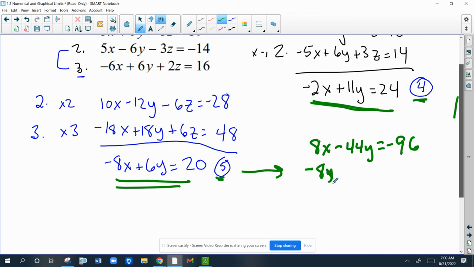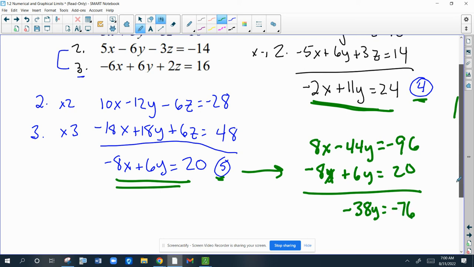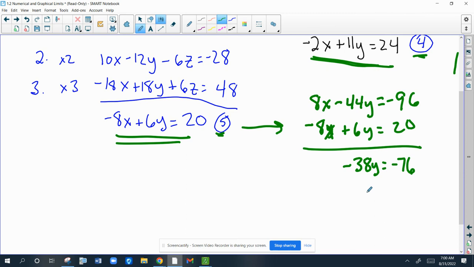I did that because I can now just move equation 5 right over, and you can easily see that the x's are going to cancel. So all I have to do is add them straight up. That's 0x. Negative 44y plus 6y is negative 38y. Negative 96 plus 20 is negative 76. So y equals negative 76 divided by negative 38. 76 is exactly twice 38, so that's 2. So that worked out nicely.